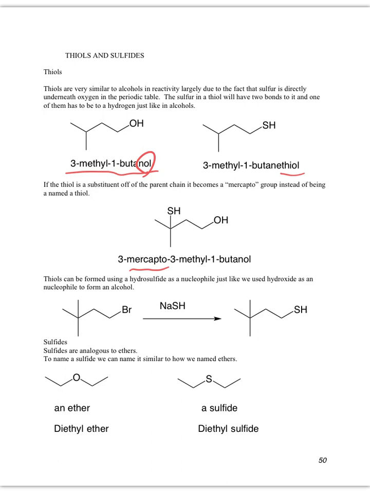So how can we make one? If we have a primary leaving group, we can do a simple SN2 to make the thiol. Sulfides are analogous to ethers. So a diethyl ether, diethyl sulfide, the naming is the same.